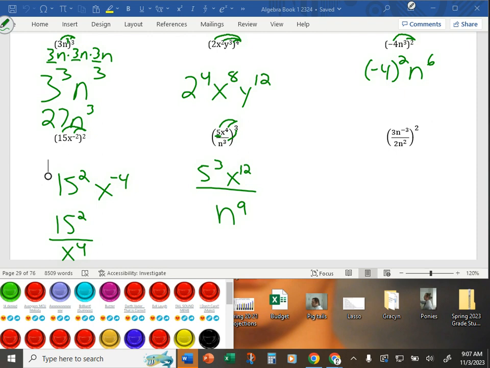So tell me how we can simplify within the parentheses first. 3n to the negative 3rd over 2n squared. How can we simplify that? How can we combine those bases of n? Oh, that's smart. Look at what we have. We've got a negative power going on.